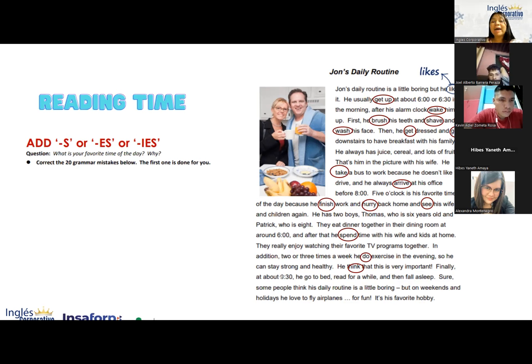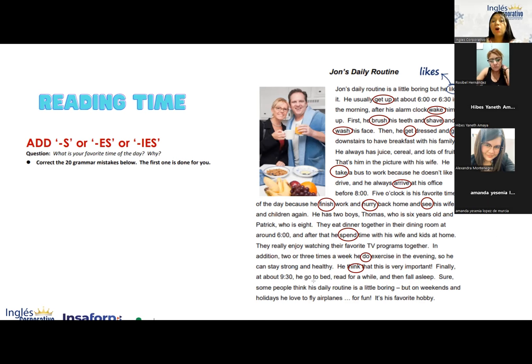Finally, at about 9:30, he goes to bed, huh? Teacher, yes. Leave stays. Where? So he can stay. Oh, okay. No, this one is correct. Here, so he can stay. Why is correct? This one is a modal verb. Eso es un verbo modal. Entonces, después de un verbo modal, nunca vamos a poner un verbo en tercera persona, sino que siempre en su forma base. Oh, ah, okay, okay. Uh-huh. Very good. All right.